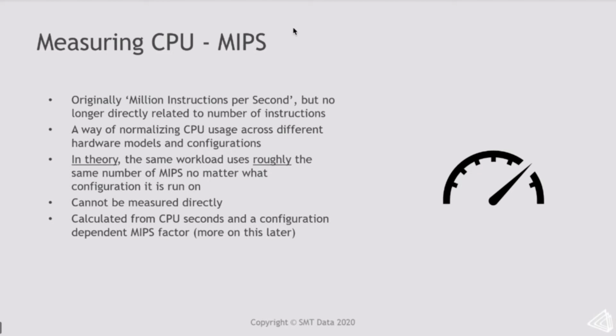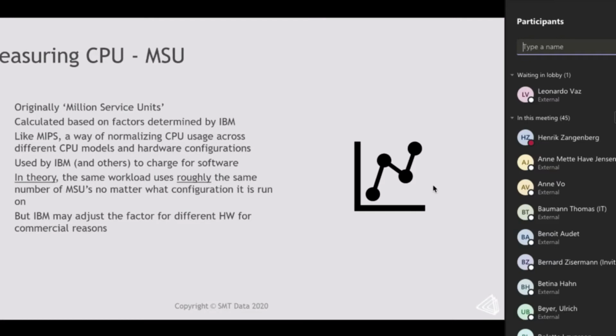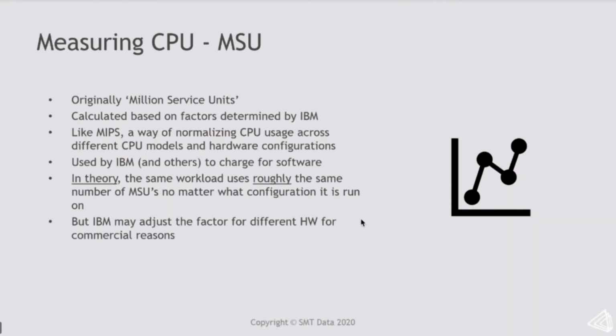So like MIPS, it's a way of normalizing the CPU utilization across different models, but rather than it happening in a transparent way, it's happening in a way that IBM determines based on their software pricing policies. So again, in theory, you're going to use roughly the same MSU across different configurations. But IBM may, for commercial reasons, adjust these factors, so you're a little bit in IBM's pocket if you're using MSUs.